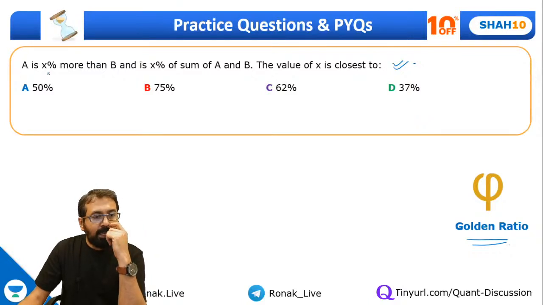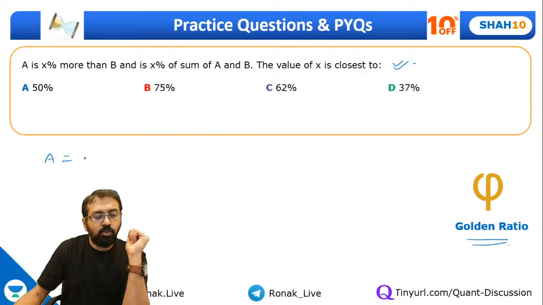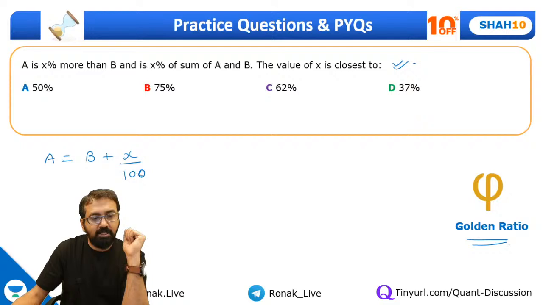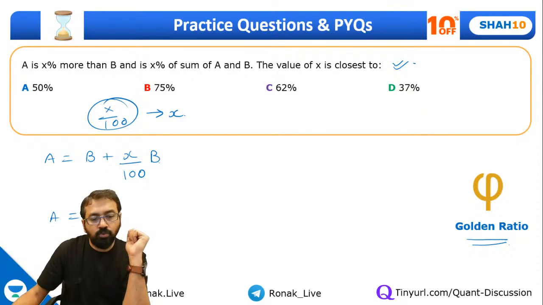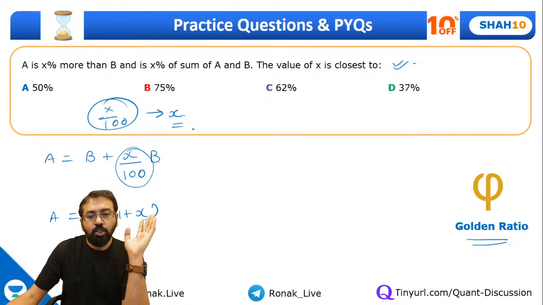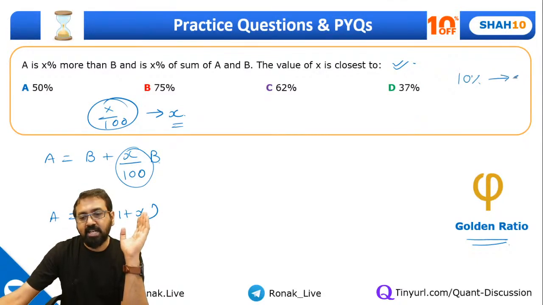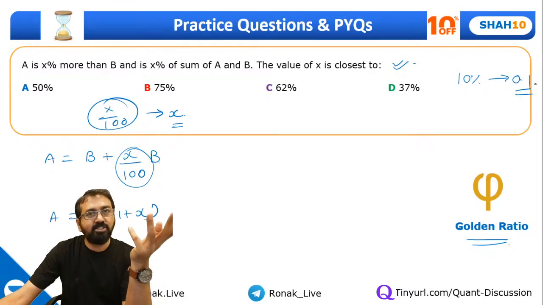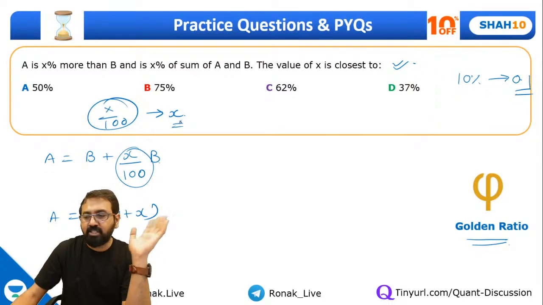A is X% more than B. So A is equal to B plus X% of B, right? Instead of X by 100, let me write X. So I can say A is equal to B into 1 plus X, just for the sake of simplicity of calculation. Instead of writing 10%, you can sometimes write 0.1. Just remember 0.1 means 10%. In the same way, instead of writing X by 100, I have written X.